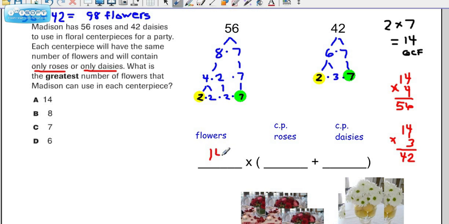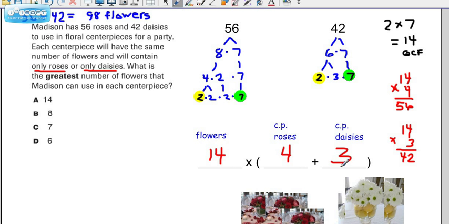So let's put that number right here. All right, so that means that we should be visualizing 14 flowers in each centerpiece. So let's just make sure that this makes sense. Now we know that 14 times something is going to equal 56, and that something is 4. And we know that 14 times something will equal 42, and that something is 3.